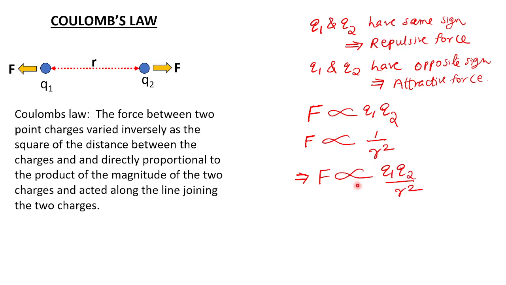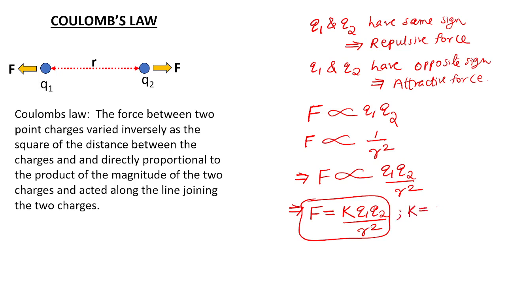If there is proportionality, we can make it equal by writing a constant of proportionality on the right side. You studied this in the lower classes. So F equals, if I remove the proportionality, I must write a constant, say k, on the right side: k q1 q2 by r square. This formula you have to memorize. Where k is a constant, its value you have to memorize, 9 into 10 raised to 9.